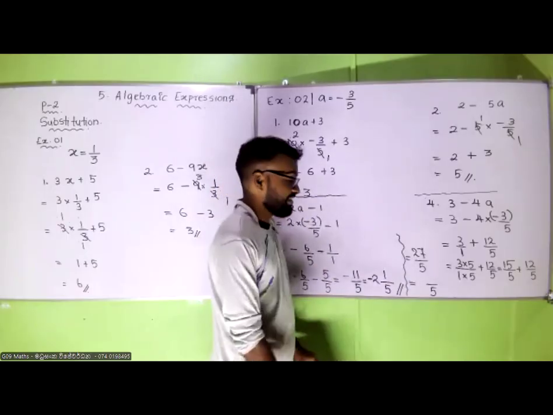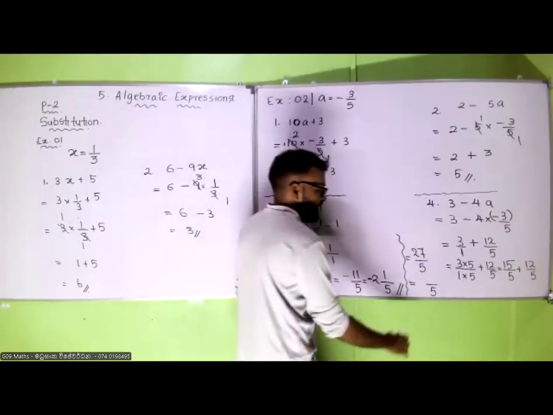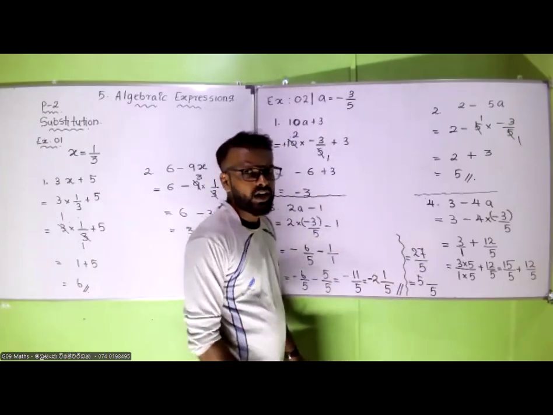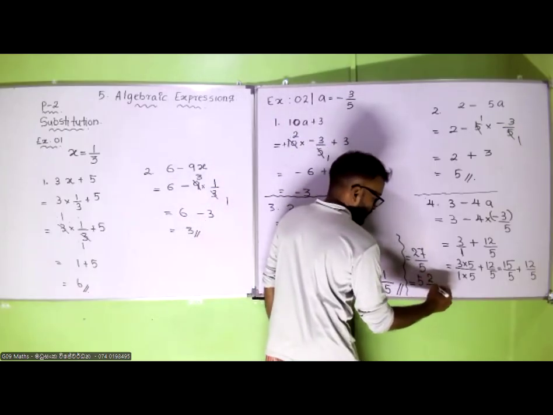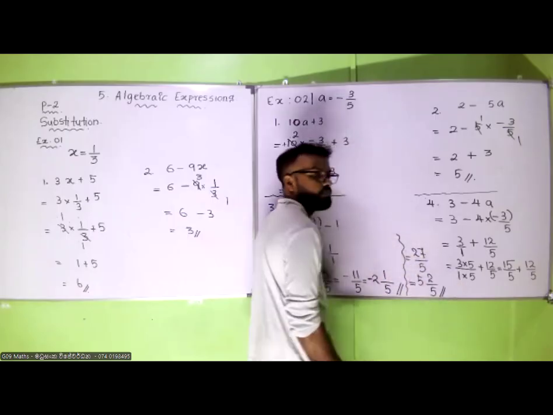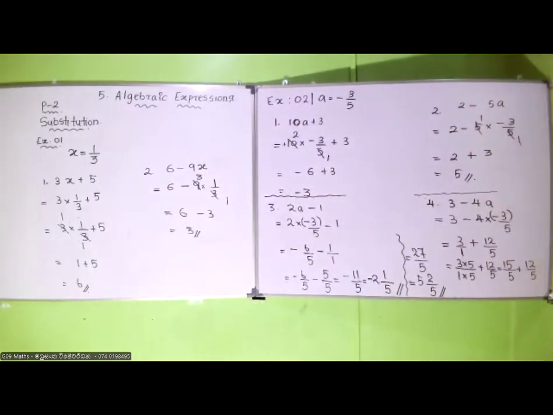How many fives are there for 27? 5 times 5, 25. What is the rest that you are going to add? 2. 25 plus 2 is 27. This is your answer. Correct? Okay. Understood? Do you have any questions from this part?